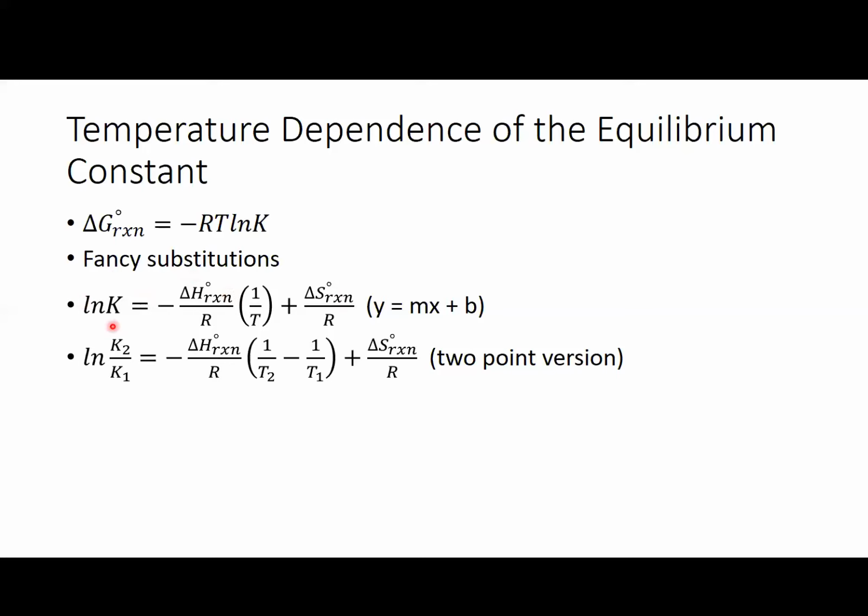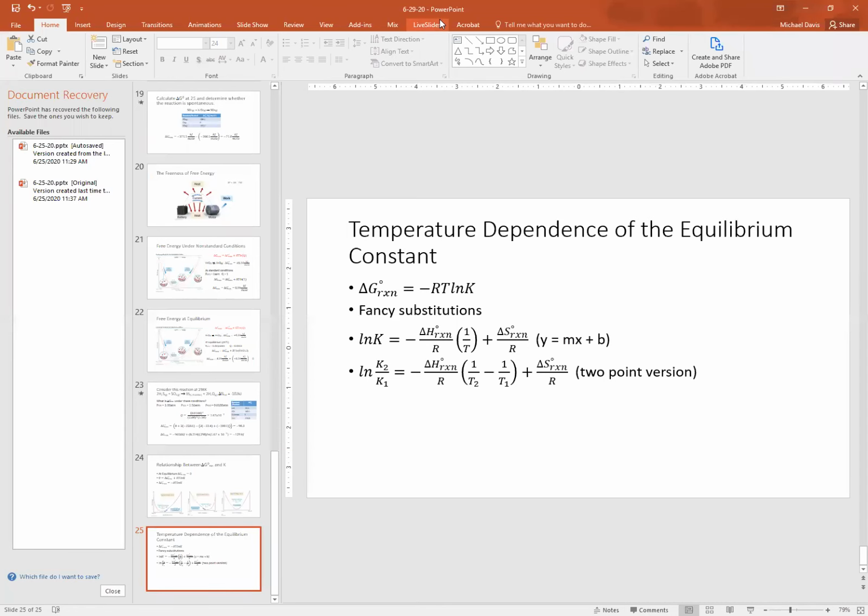And if I just have a 2-point version here, this is how I would go through and do it. Again, a little fancy math to get to this spot, but this should look very similar to something we saw in the first or second week of class, where we are doing the 2-point version of delta H's for various temperatures. That is that. Stop my screen share.